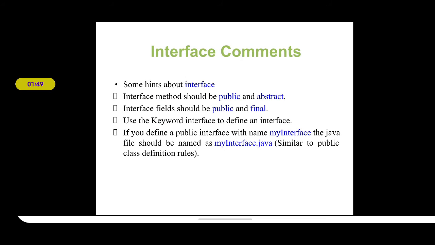Some hints about interfaces. Interface methods should be public and abstract. Interface fields should be public and final. Use the keyword interface to define an interface. If you define a public interface with the name myInterface, the Java file should be named myInterface.java. It is similar to the public class definition rules.